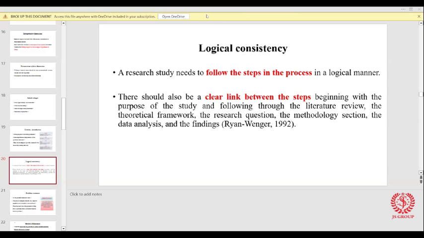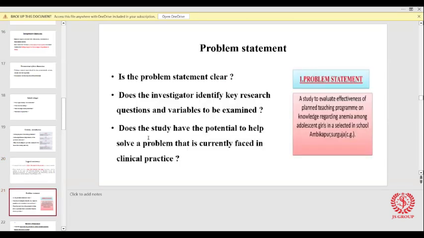Next one is the problem statement. We will move on to the problem statement. Problem statement means, as you all know, the statement of the problem. It may be in the declarative form, or it may be in the interrogative form. Interrogative form means a question format. Declarative format means a declaration will be there in the statement.